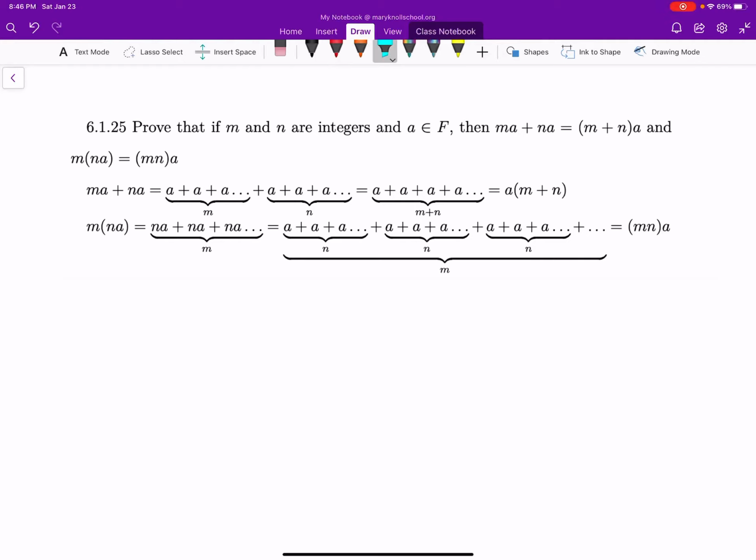All right, we're looking at 6.1.25. Prove that if m and n are integers and a is an f, then ma plus na is m plus n multiplied by a.